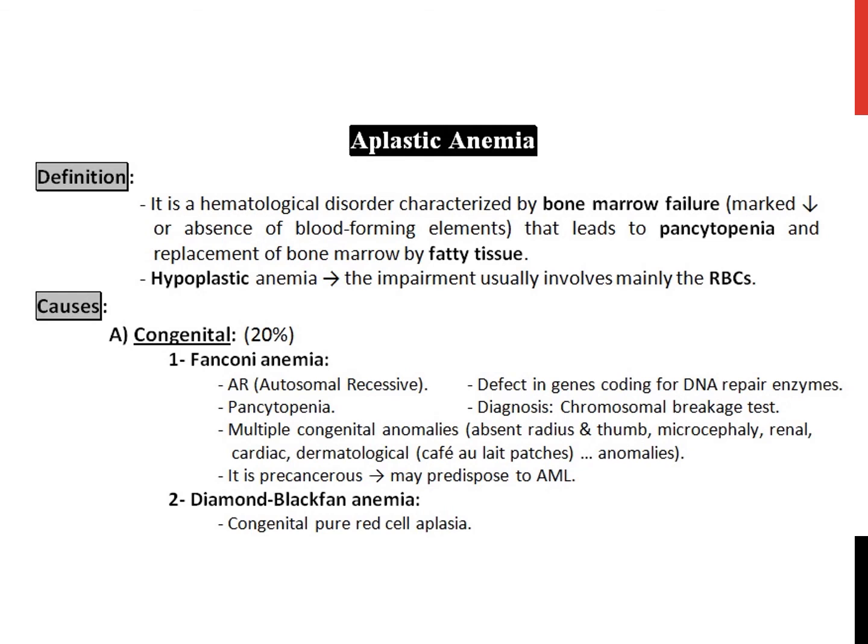And we all know that aplastic anemia means it's not aplastic, no formation, but it's only decreased formation. Better to say it's a bone marrow failure and marked decrease or absence of blood forming elements, and the bone marrow is replaced by fatty tissue. And we have to know that we have two main types of aplastic anemia. It could be congenital or acquired.